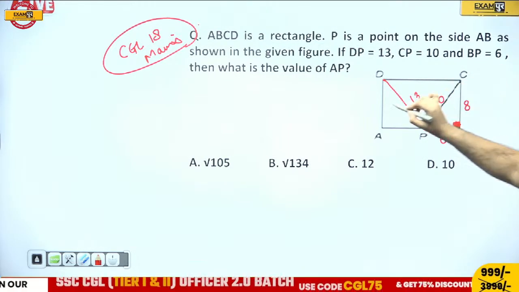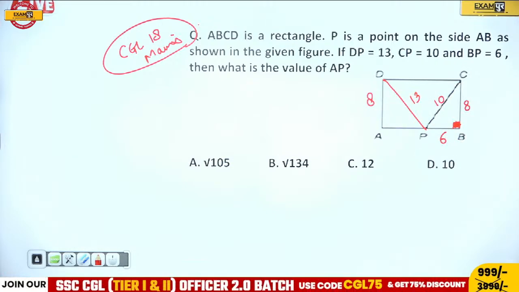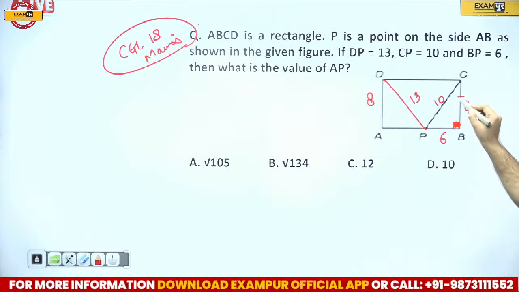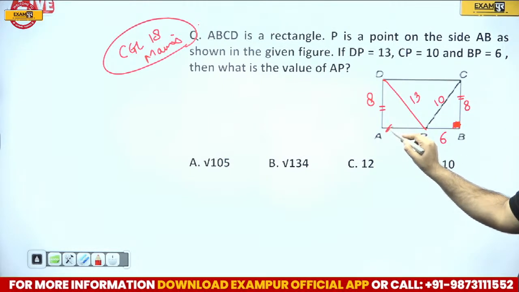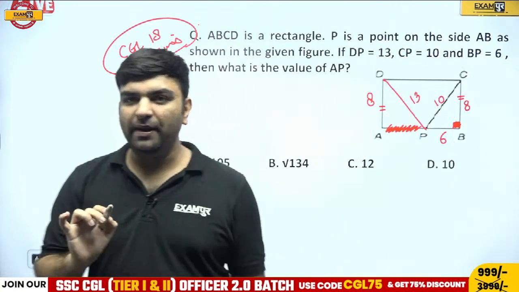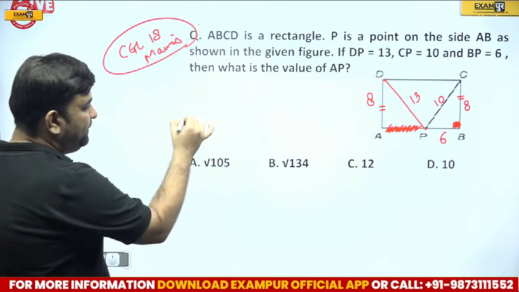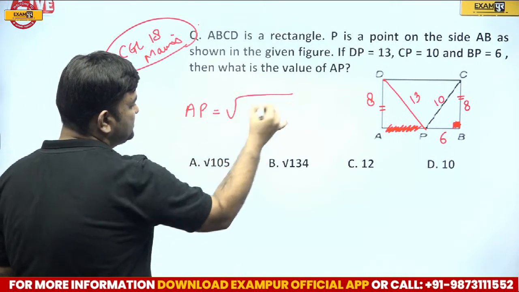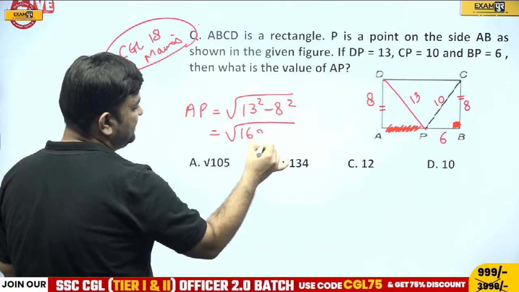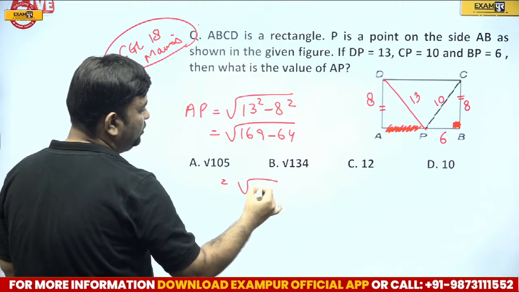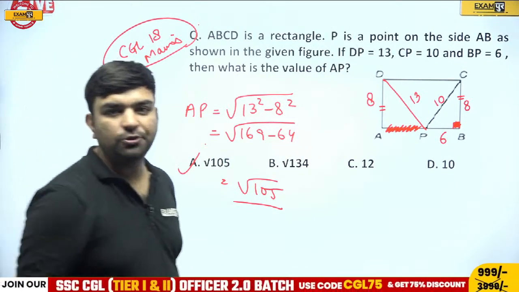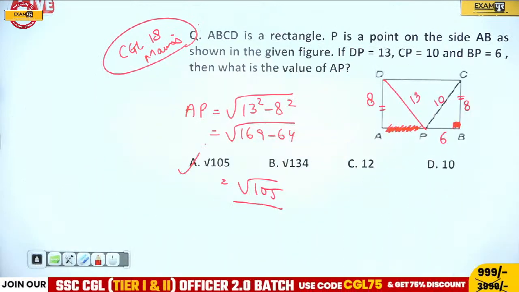In a rectangle, opposite sides are equal. So if this is 8, this is also 8. I will get AP by applying the Pythagoras. So AP is under root of 13 square minus 8 square, 169 minus 64, under root of 105. By applying the Pythagoras, we will get it.